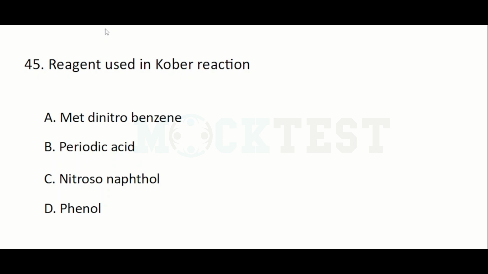The last question. Reagent used in Colloid reaction. Option A metadinitrobenzene. Option B periodic acid. Option C nitrosonaphthol. Option D phenol. The reagent used in Colloid reaction is option D, phenol.